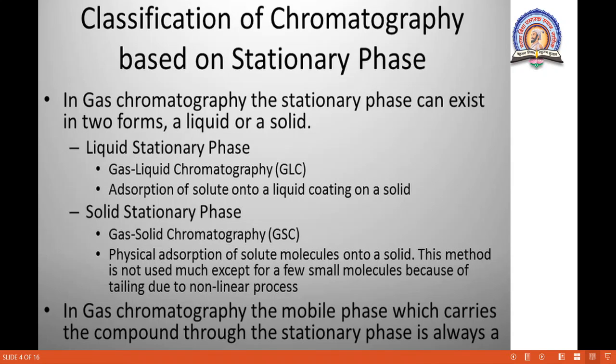In gas chromatography, the mobile phase which carries the compound through the stationary phase is always a gas. The name itself, gas chromatography. So mobile phase is always gas, and that mobile phase carries the compounds through the stationary phase.